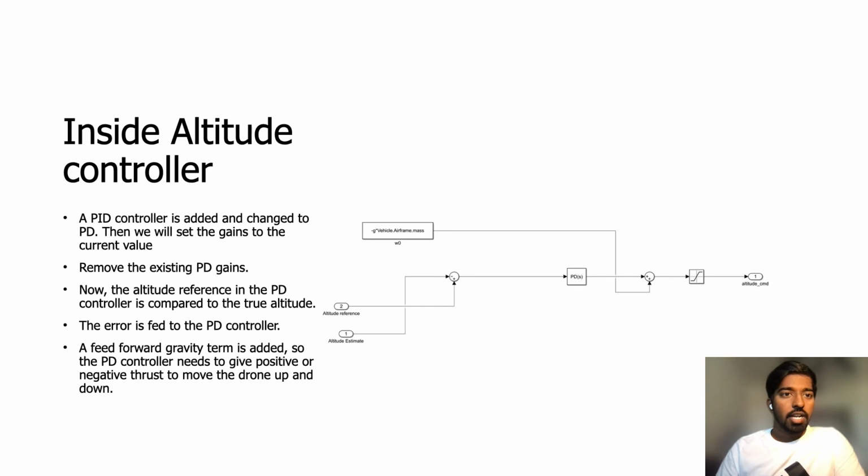Here inside the altitude controller loop, a PID controller is added first and it is changed to PD. This will set the gains to the current value, and we just remove the existing PD gains here. Now the altitude reference in the PD controller is compared to the true altitude. The error is fed to the PD controller, and then a feed-forward gravity term is added to the PD controller, which gives the positive or negative thrust for the drone to move up and down.